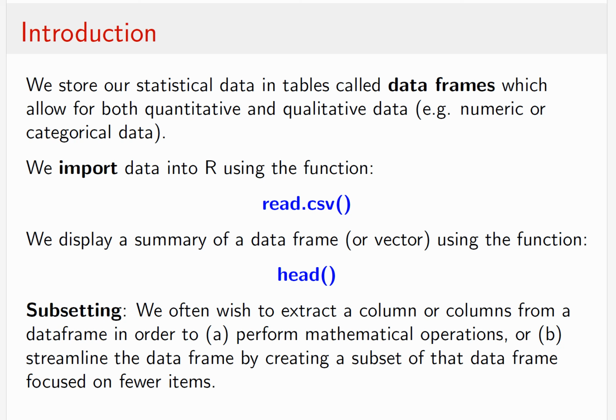Okay, so how do we import it? Well, we use read.csv. Also, we're going to use the head function to provide us a summary of either the data frame or the vector we're looking at. And one of the main things we're going to be doing is subsetting. We have to be able to focus in on particular areas of the data. In a large data set, there may be 1,000 different statistical questions we can ask. So we have to be able to focus in on the part of the data that will allow us to develop an answer to the specific question.